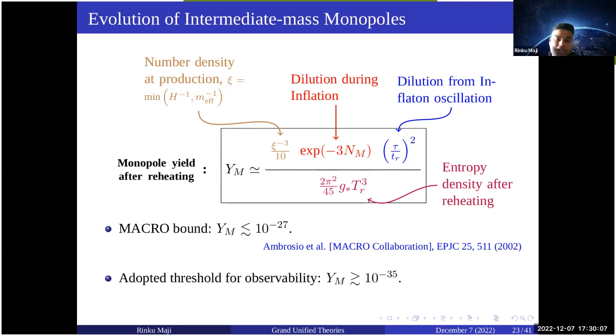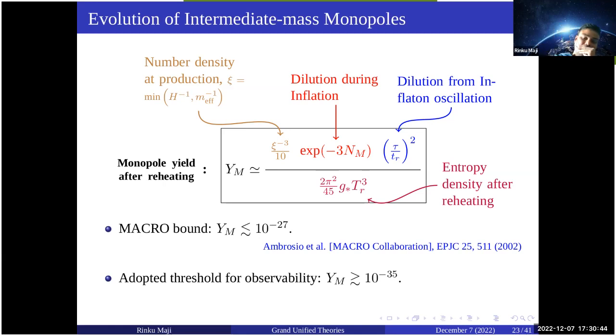From that we converted it to the monopole yield, and those have been done by others already. And from the requirement that the monopole should suffer a sufficient amount of e-foldings, that gives rise to a constraint on the intermediate scale.